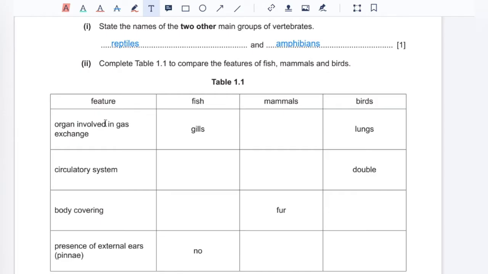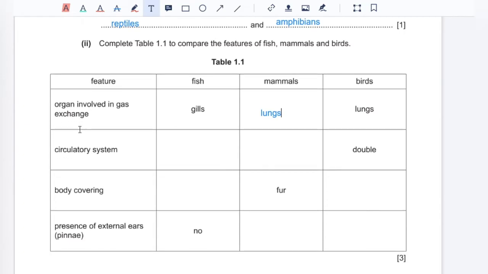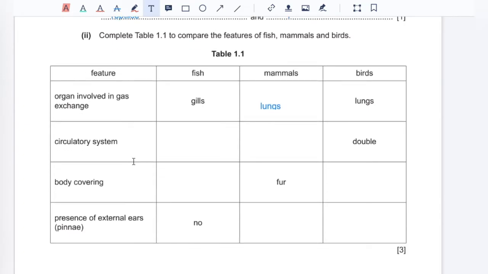So the organ involved in gas exchange is gills in fish and lungs in mammals. Here we are talking about the organ, so it's lungs, and not the gas exchange surface area, which would have been alveoli. Circulatory system is a single circulatory system in fish and double in mammals. Double because the blood passes twice through the heart in one complete circulation.